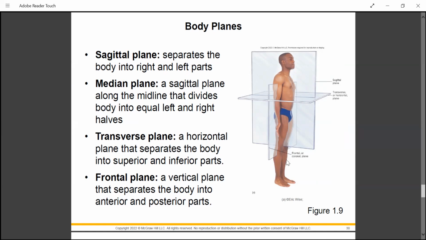And then our frontal plane, this is a vertical plane in the opposite direction, and the frontal is going to separate into anterior and posterior, think front and back. So sagittal, side to side, it's going to be right and left. Transverse, top and bottom, it's going to be superior and inferior parts, and frontal, front and back, it's going to be anterior, posterior.